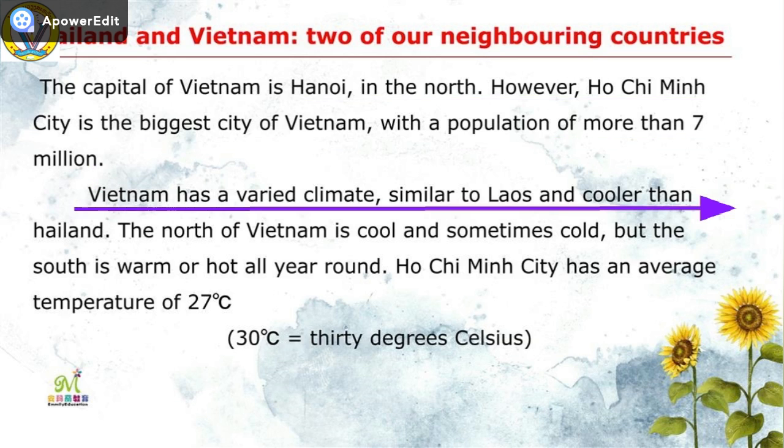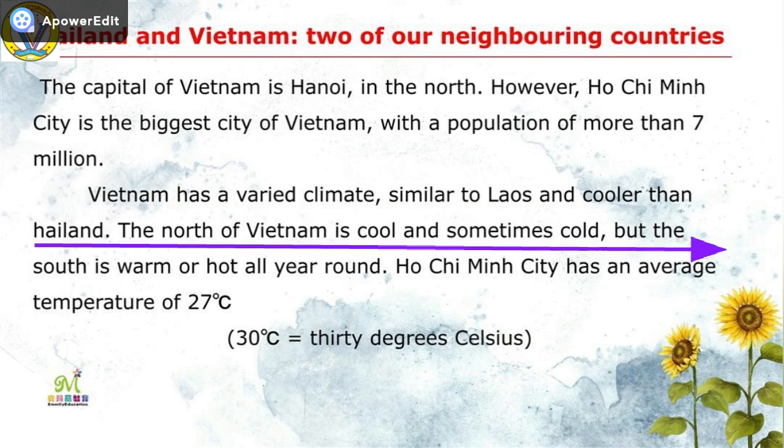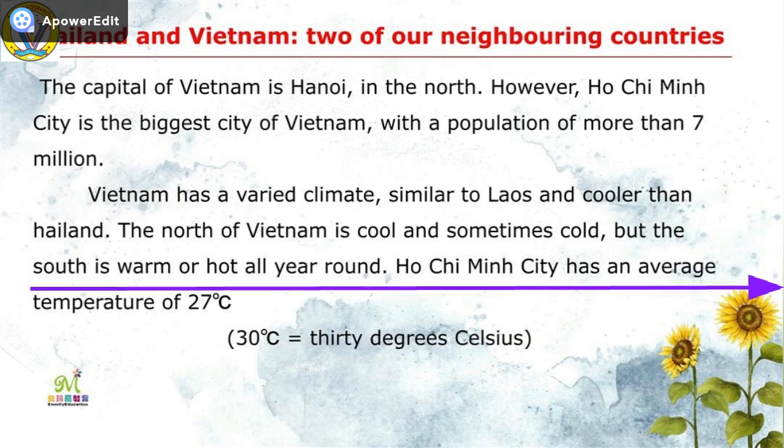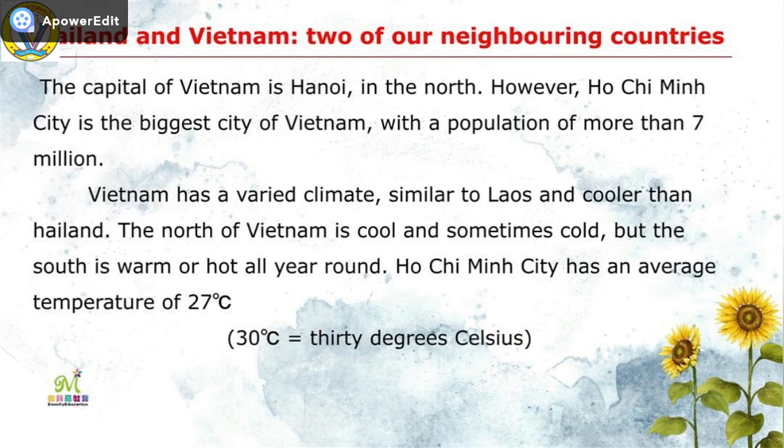Vietnam has a varied climate, similar to Laos and cooler than Thailand. The north of Vietnam is cool and sometimes cold, but the south is warm or hot all year round. Ho Chi Minh City has an average temperature of 27 degrees Celsius.